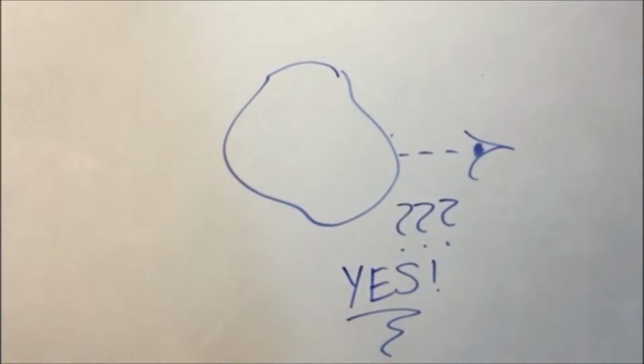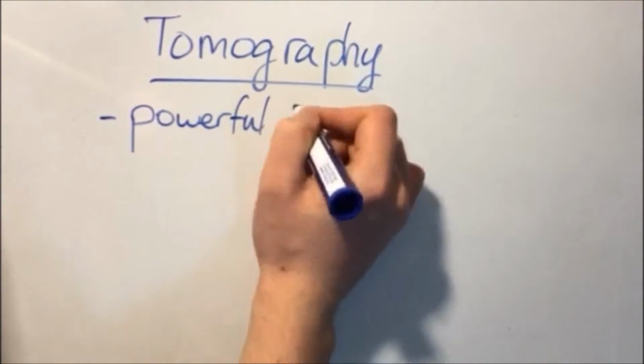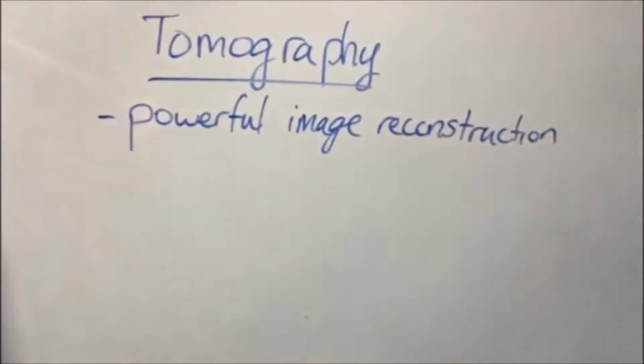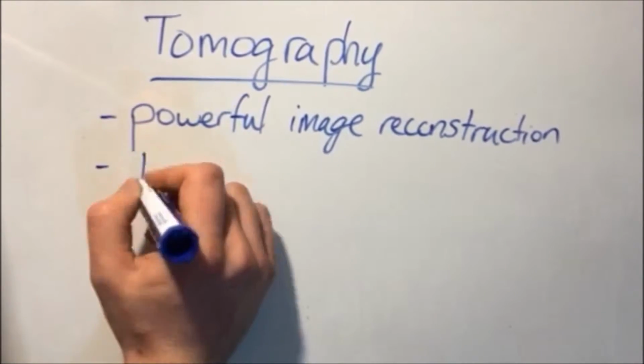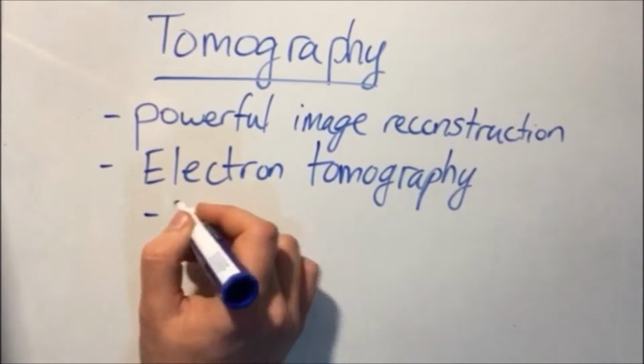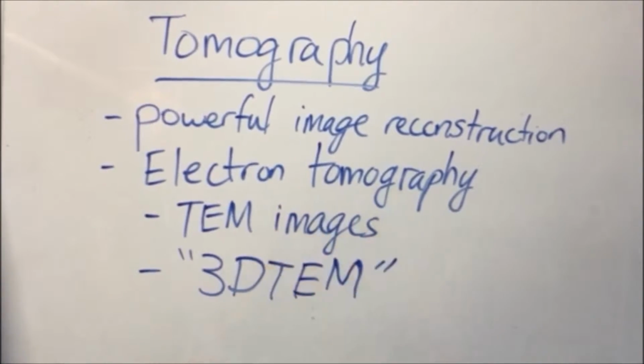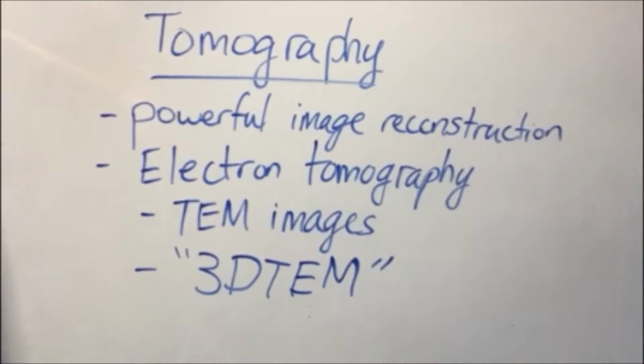The answer is, yeah, it is possible, through the mathematical relations that are the foundations of tomography. Tomography is a set of powerful image reconstruction techniques that allow a 3D image of an object to be reconstructed from 2D scans of an object from several different angles. Electron tomography is a specific subset that relies on scans from TEM spectroscopy. Because of this, the technique is sometimes referred to as 3D TEM.